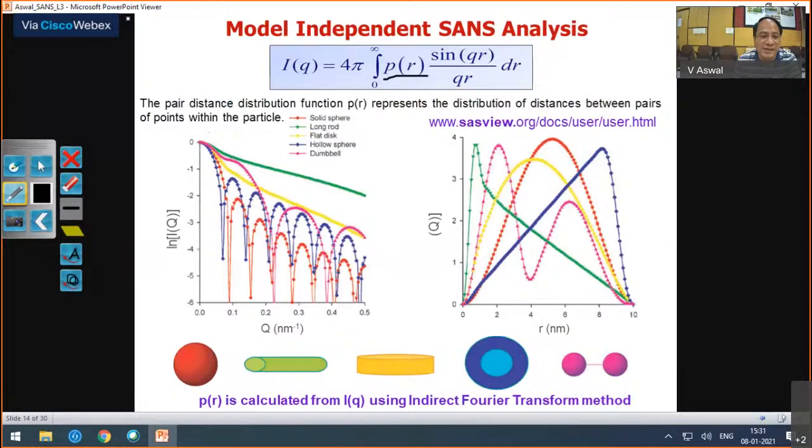What is shown is your scattering pattern for different shapes of the particles. As I told you, the profiles will be different for different shapes of the particle. But if you do the inverse Fourier transform of these patterns, you get P(R). This should be P(R).